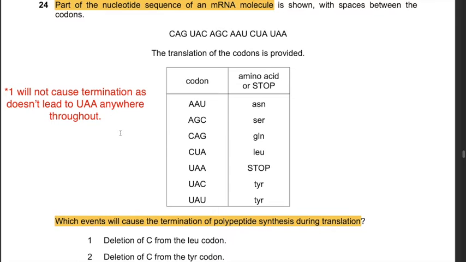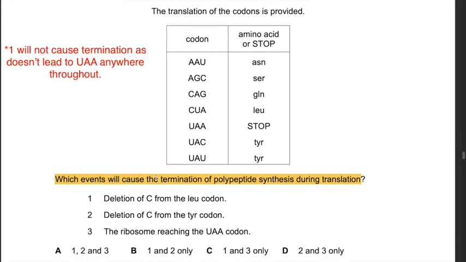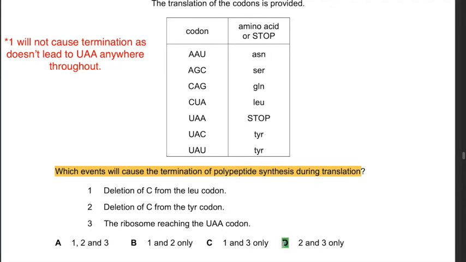Deletion of C from the LU codon. That will not cause termination as it doesn't lead to UAA anywhere throughout. If you split the nucleotide sequence into 3 bases and then apply the correct amino acid, you won't get the stop codon if 1 is carried out. Therefore, the answer should not contain 1. Hence, the answer is D, 2 and 3 only.